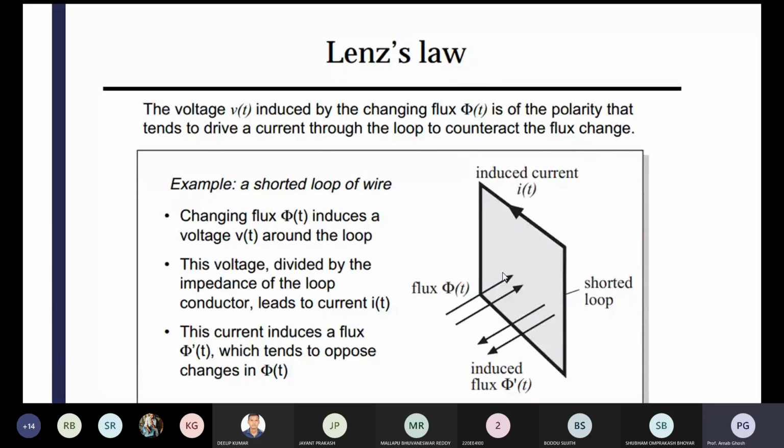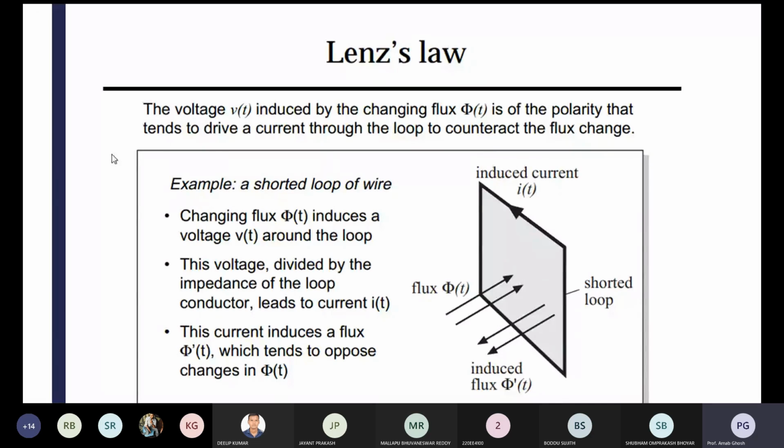With the corkscrew rule you can get the induced current direction, or you can use Fleming's rule. After getting the induced current direction, the induced current is responsible for a magnetic field, so you can use the right hand thumb rule to get the magnetic field direction, the induced flux direction. You will see that the induced flux is countering the main field flux. It is a shorted loop, so that proves that coils always counter the effect.